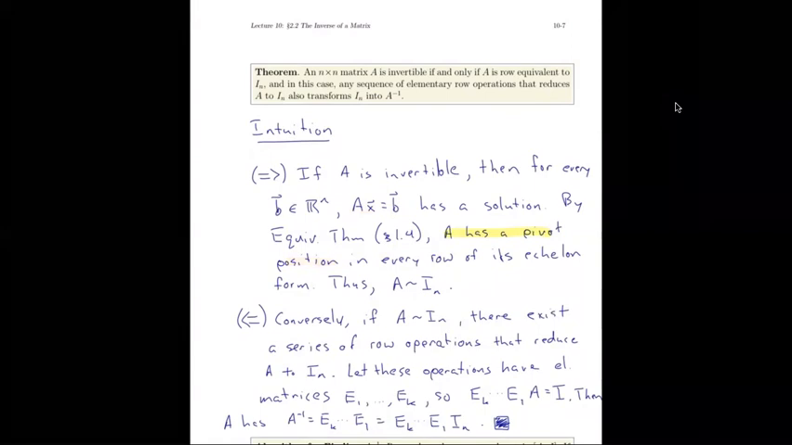Well, A is n by n. If it has a pivot position in every row of its echelon form, then it has a pivot position all the way down its main diagonal. Well, if that's the case, its reduced echelon form will put ones in all of those positions down its main diagonal and zeros everywhere else. So we see that A is actually row equivalent to I sub n.